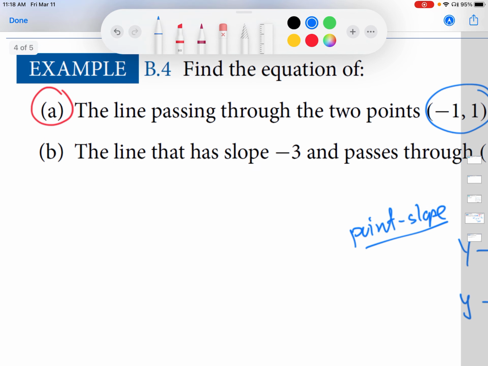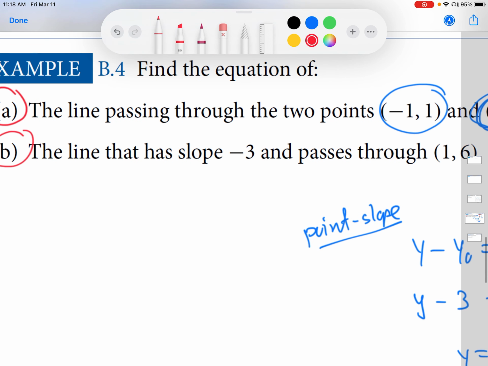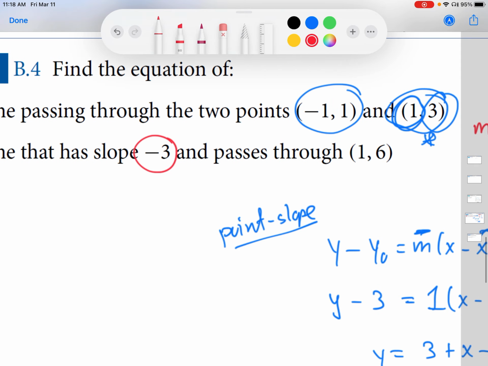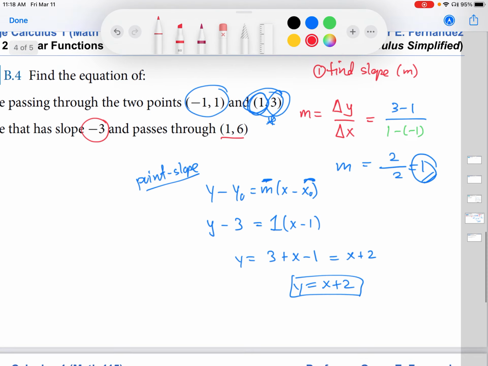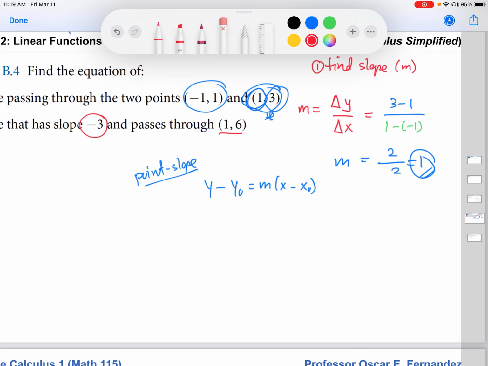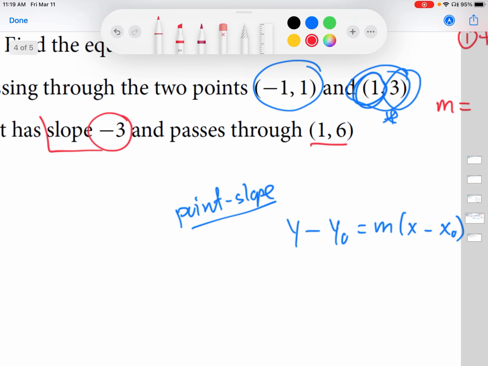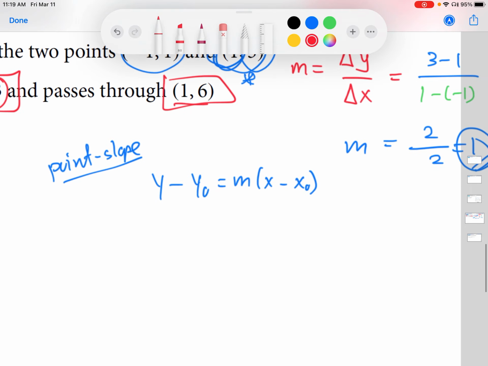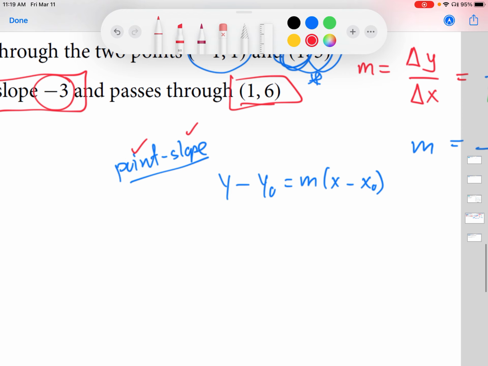So now let's go to part B here. I'm going to find the equation of a line that has the slope -3, so I'm given the slope, and passes through (1, 6). Great, so I have already written the main equation that we are going to use, and that is the point-slope formula. Why would we use that? Well, we are given a slope and a point, so that's a natural place to go when you have that information. So this one's going to be a little faster.